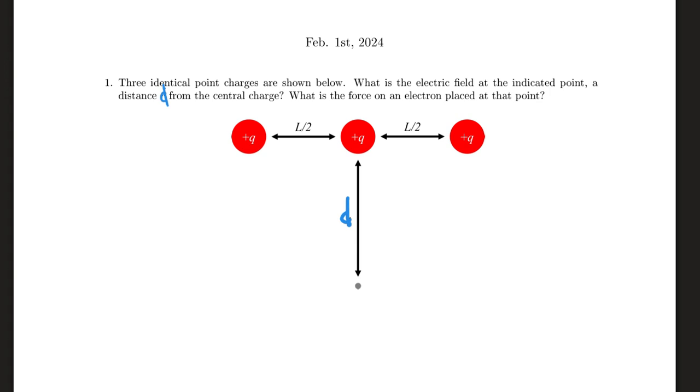Okay, so we're being asked, what's the electric field at that point? And what is the force on an electron if we put an electron down here? I'll just draw a little negative electron. But first, we're going to consider the situation where we just want to know what the electric field is right here before we actually put the electron down there.